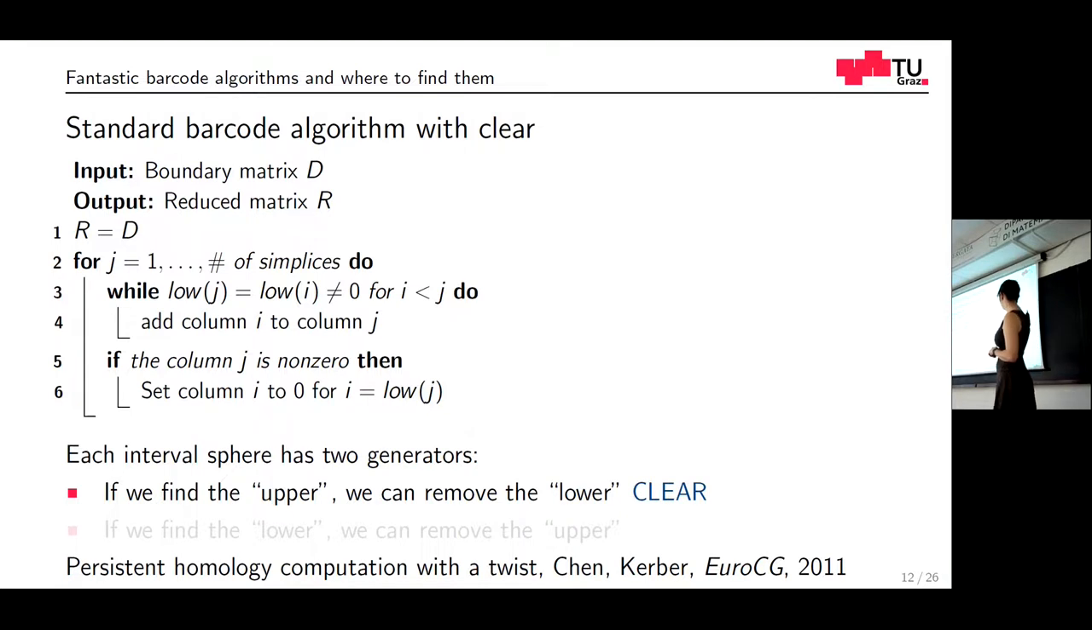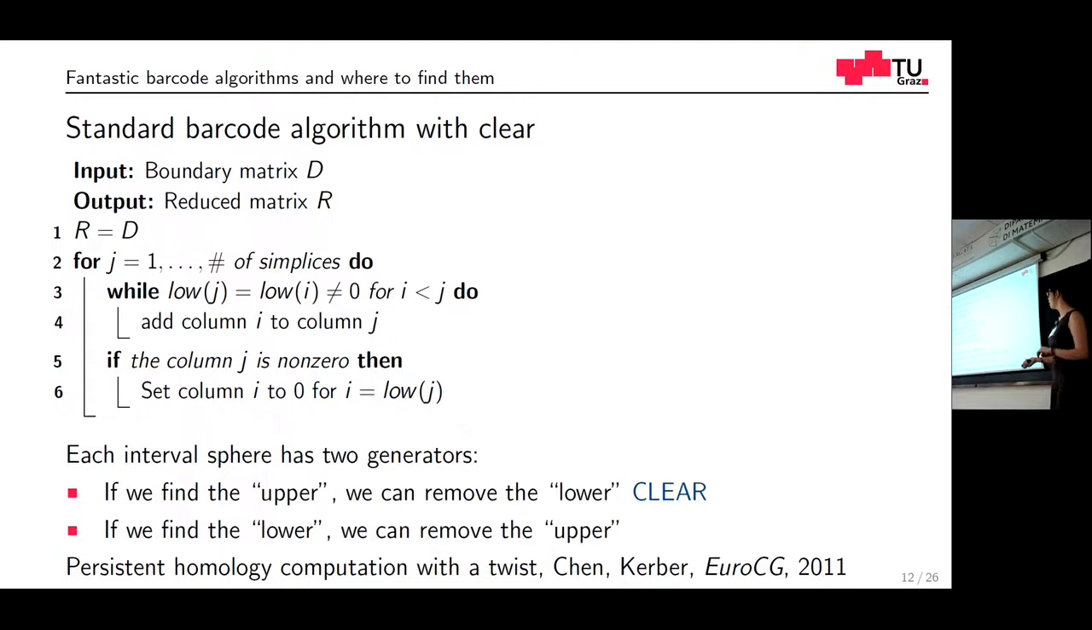This appeared like 11 years ago without this intuition of interval spheres. So I think they did some magic for understanding what was going on in persistent homology computation, with a twist of Chen and Kerber. And this is called the clear optimization. So you are clearing a column before doing any column operation. And on the other hand, if we find the lower, then you can remove the upper, and this is called the compress optimization. Okay?